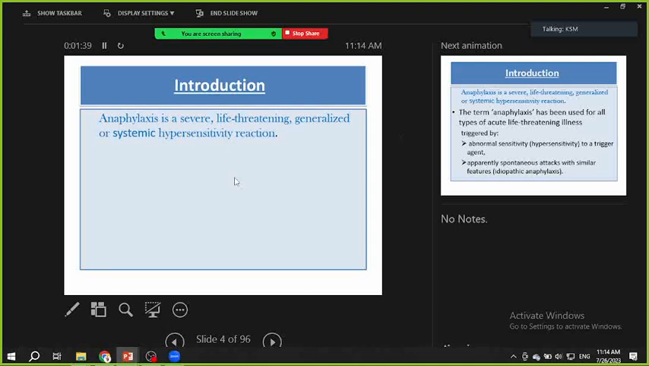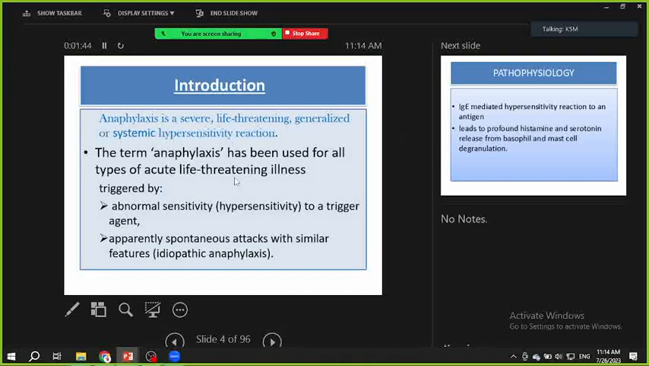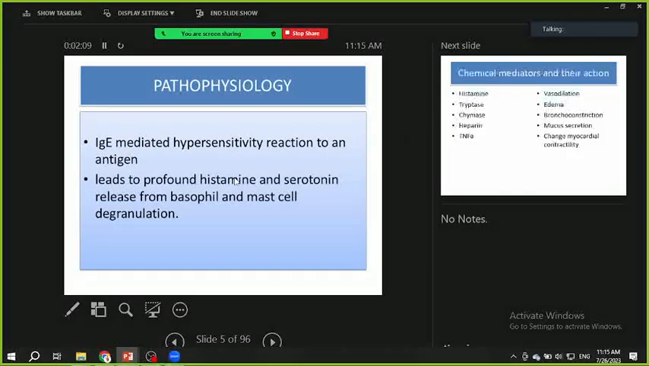So what is anaphylaxis? Anaphylaxis is a severe, life-threatening, generalized or systemic hypersensitivity reaction. The term anaphylaxis has been used for this type of acute life-threatening illness. This is very important for a later slide, because you need to identify and diagnose what is anaphylaxis, and there are anaphylaxis mimics also. It is triggered by abnormal sensitivity, or sometimes it could be idiopathic anaphylaxis.